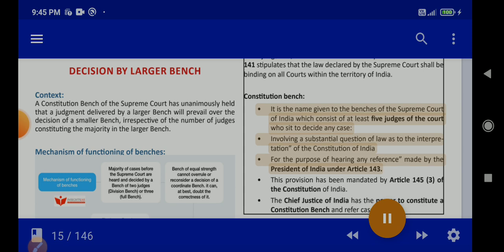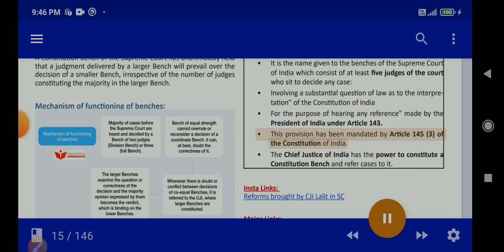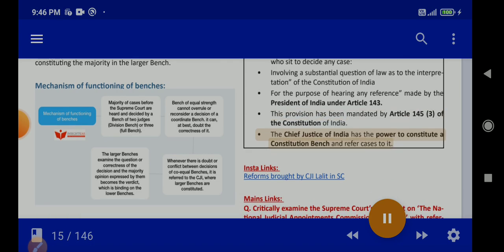Constitution Bench. It is the name given to the benches of the Supreme Court of India, which consist of at least 5 judges of the court who sit to decide any case involving a substantial question of law as to the interpretation of the Constitution of India for the purpose of hearing any reference made by the President of India under Article 143. This provision has been mandated by Article 145(3) of the Constitution of India. The Chief Justice of India has the power to constitute a constitution bench and refer cases to it.